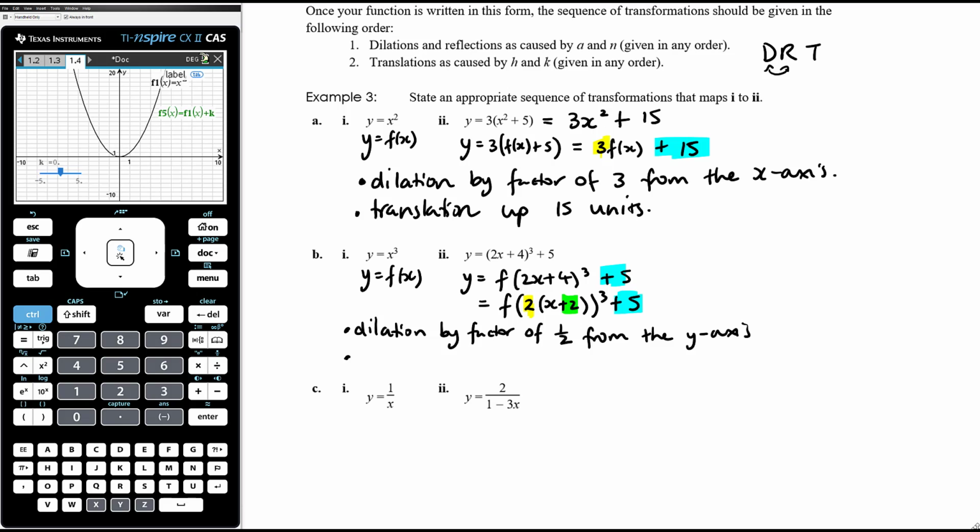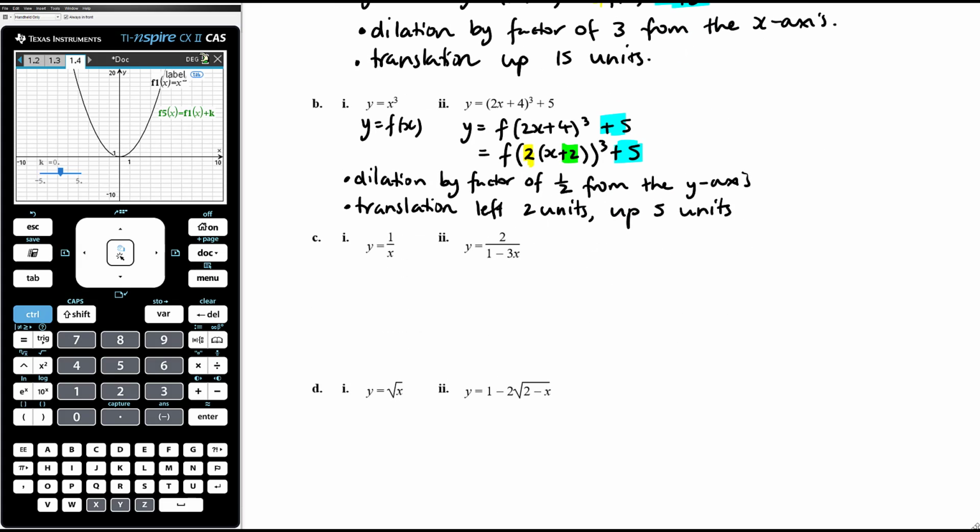And then the 2 and the 5 are our translations. So the plus 2 in the brackets is left by 2 units, and the plus 5 at the end is up by 5 units. They can happen in any order, the two translations. What's key is that that dilation must be listed before the translations.